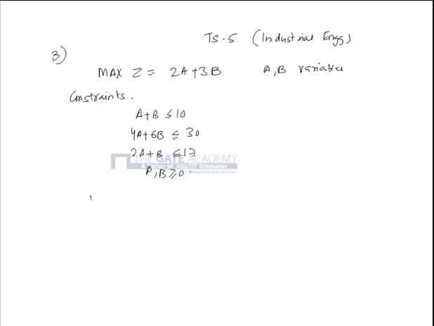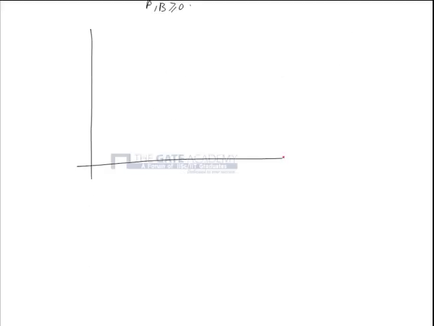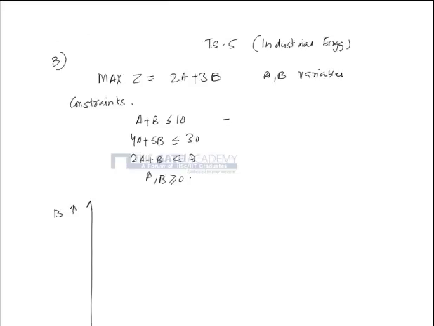Let me draw the constraints, with a on the x-axis and b on the y-axis. Once I draw the constraints, the feasible region is basically bounded. We can find the bounded region, and that will be my feasible region, and the solution of the linear programming problem lies at the corners. Now let's name these constraints as 1, 2 and 3, and let's draw that.